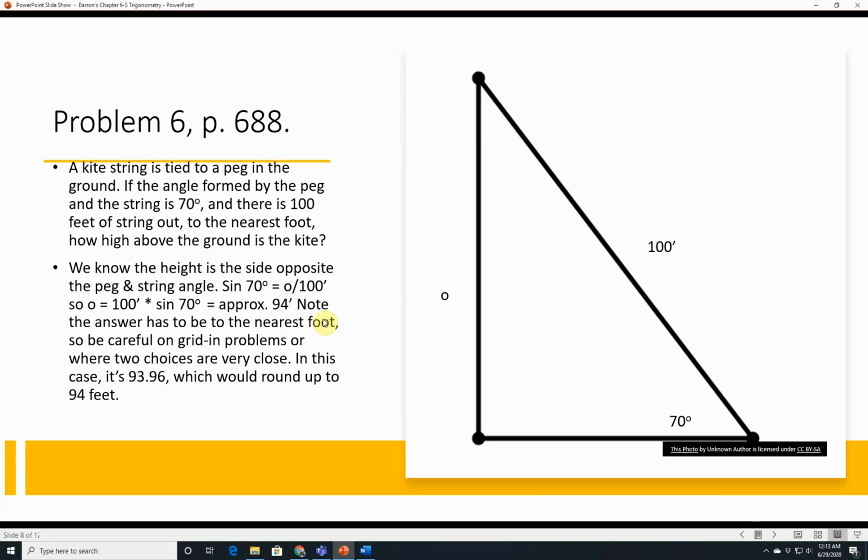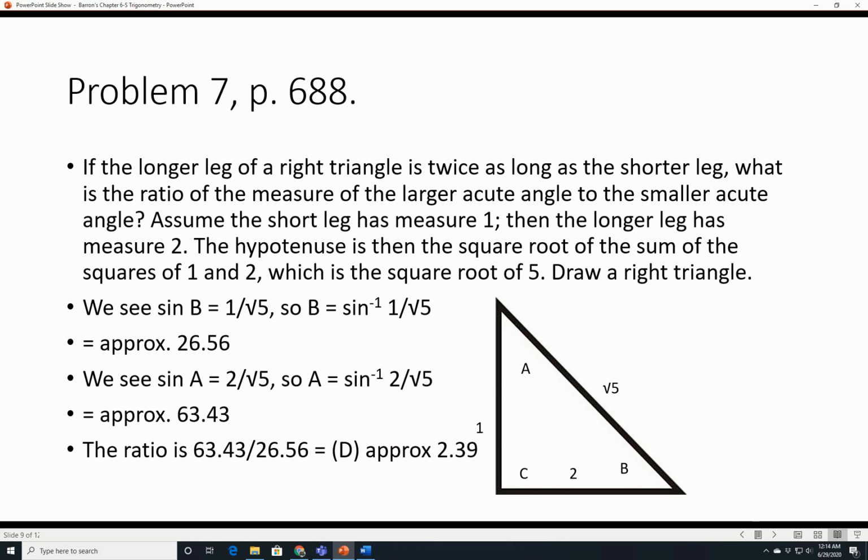Note that the answer has to be to the nearest foot. It isn't going to make much of a difference on the multiple choice unless they give you something like 93 and 94, so make sure you don't make a rounding error. But be careful on grid-in problems, because if it's 93.6, then you have to round up to 94. If it's 93.4, you have to round it down to 93. In this case, it's 93.96, which hopefully anyone would know would round up to 94 feet. So there you go.